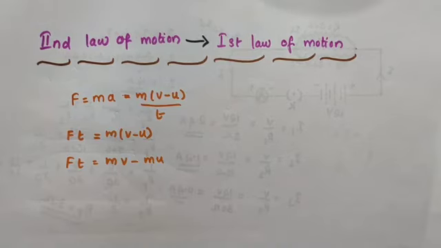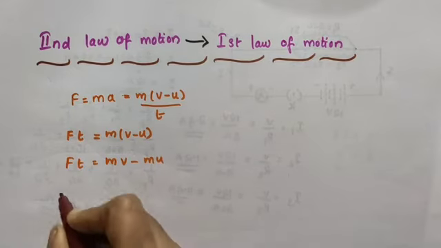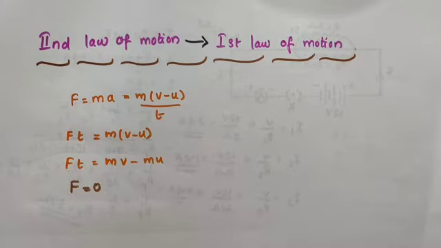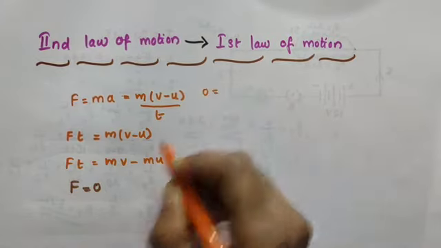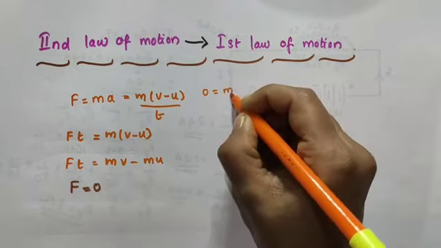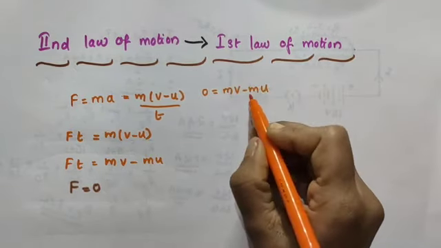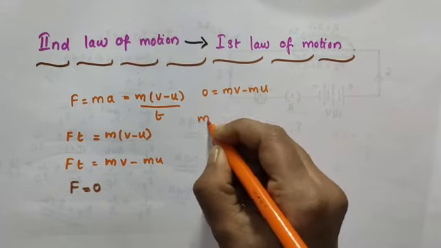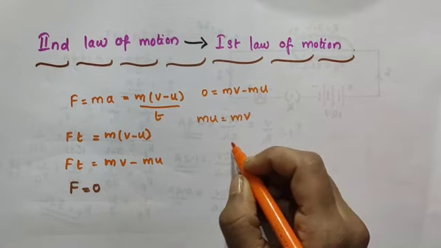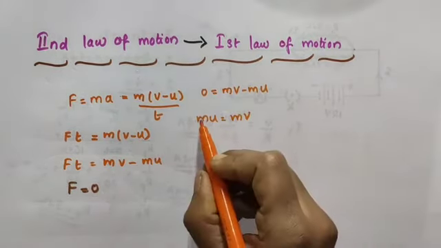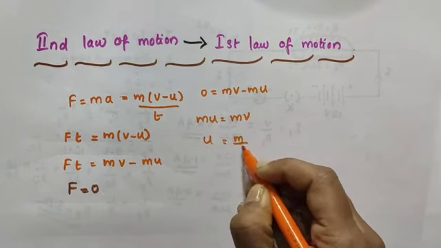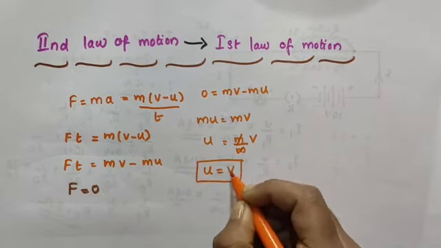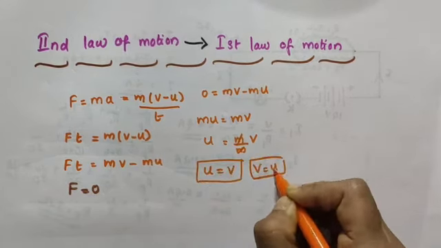Now you see, when the external force F becomes equal to 0, this expression becomes what? 0 into t becomes 0, equal to mv minus mu. Now, if I take this minus mu to this side of the equation, that becomes plus mu. So we can write mu is equal to m into v. If I take this m to this side, that becomes u is equal to m divided by m into v. The m cancels, so you get u equal to v, or v equal to u.